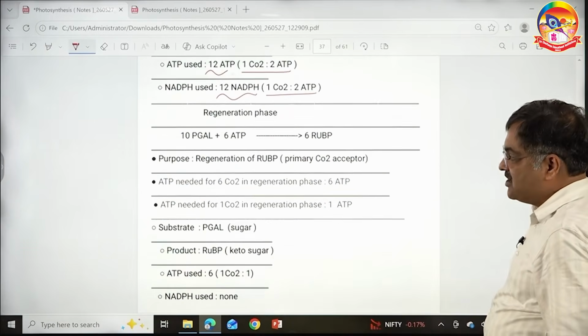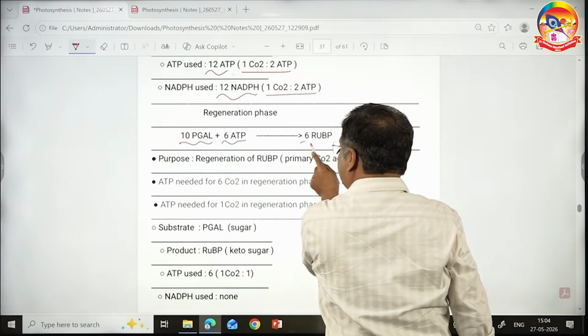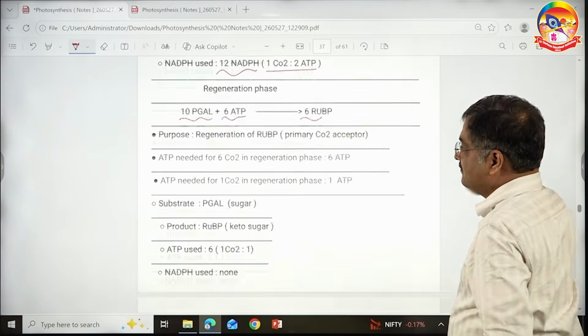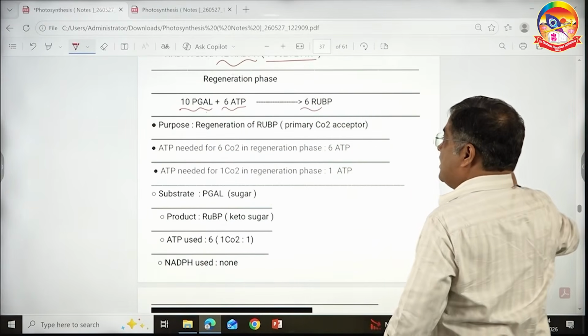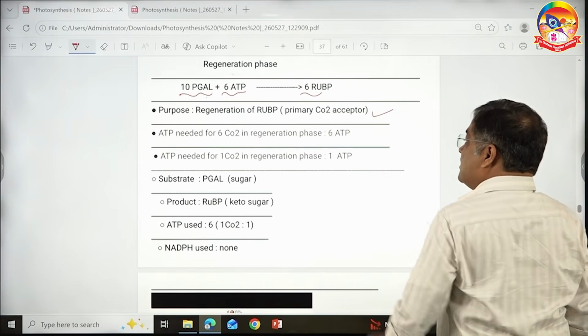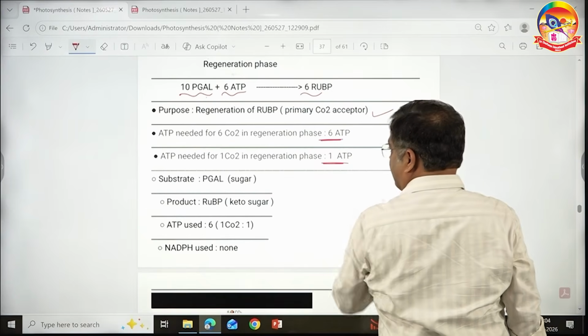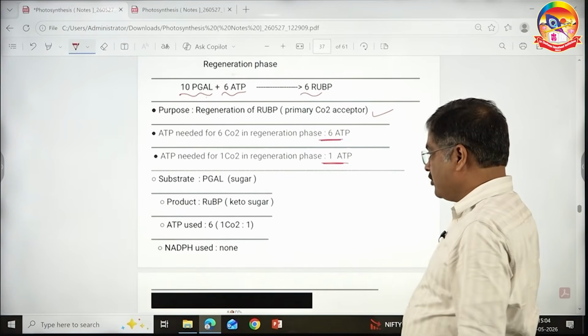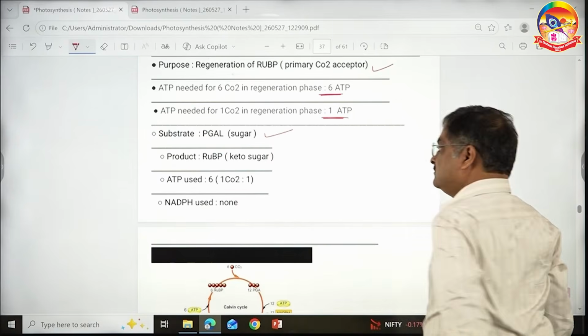Then we talk about the regeneration phase. Already I told you 10 PGAL. I utilize 6 ATP to produce 6 RuBP, because 10 threes are 30, and 5 sixes are 30. Regeneration of RuBP is needed for continuity of this cycle. ATP needed is 6, but 1 ATP is needed for 1 CO2. Substrate in the regeneration phase is PGAL.